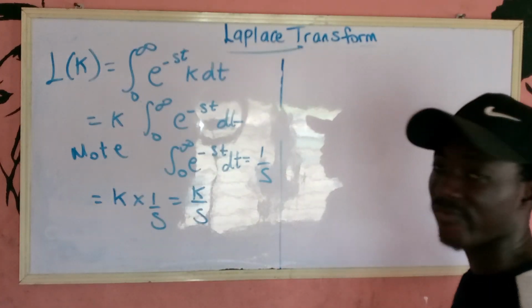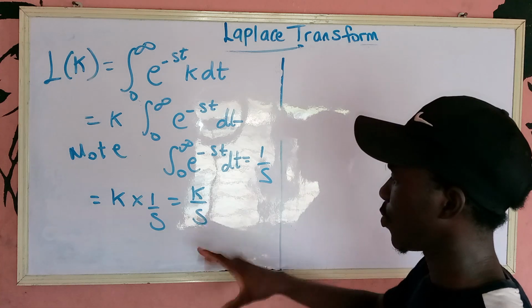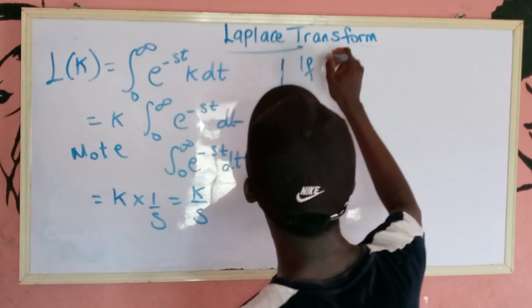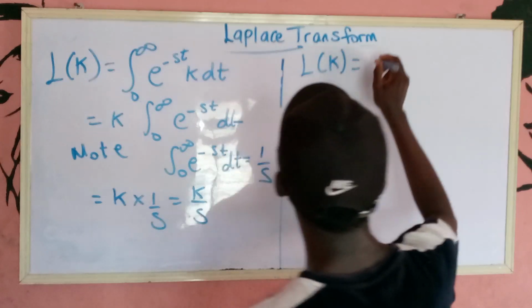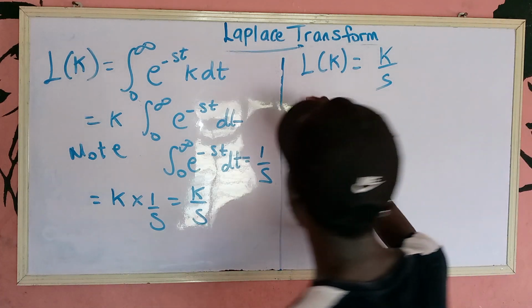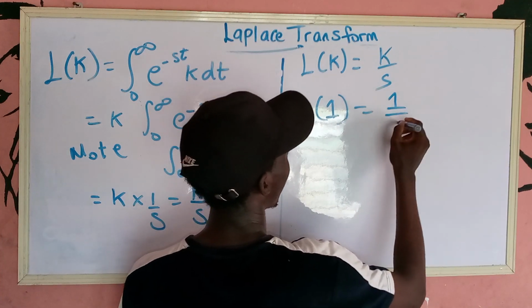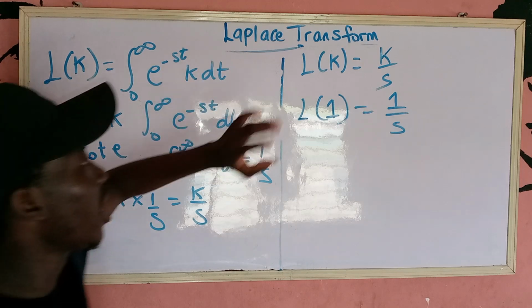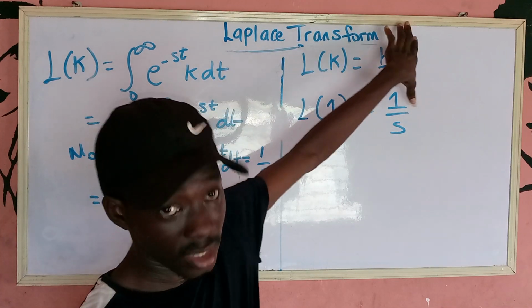So we can check out the transforms of different constants. So the Laplace transform of k is equal to k over s. That means if I have the Laplace transform of 1, my answer will be 1 over s. I don't have to go through these steps over and over again. I just generalize it, which I did here. So the transform of a constant is equal to the constant over s.